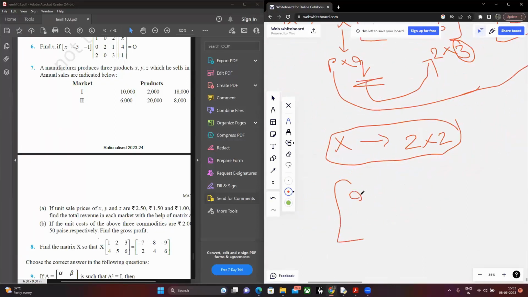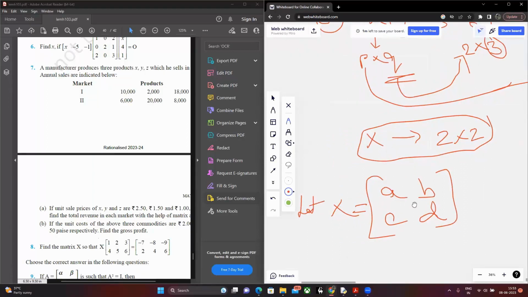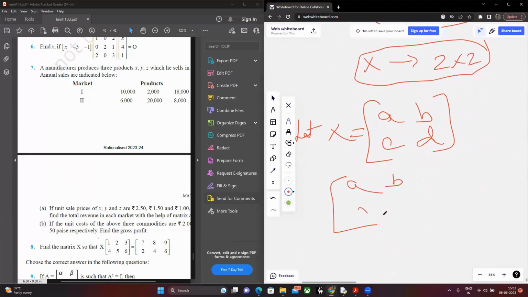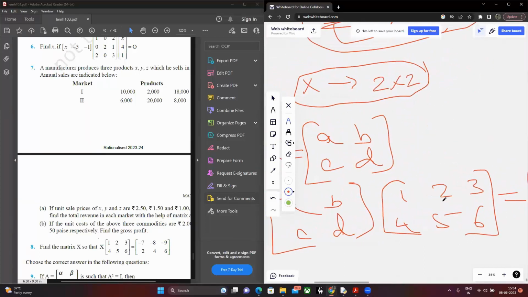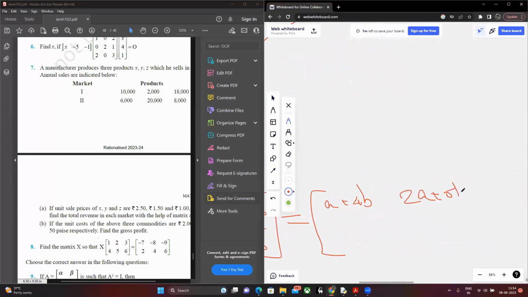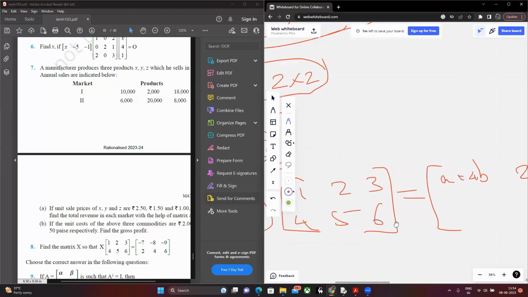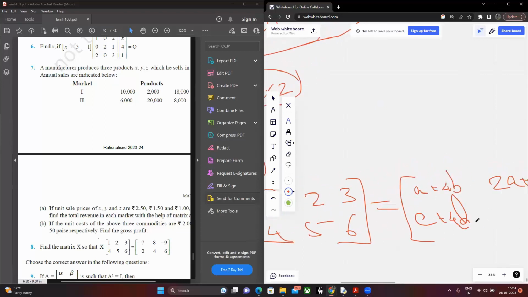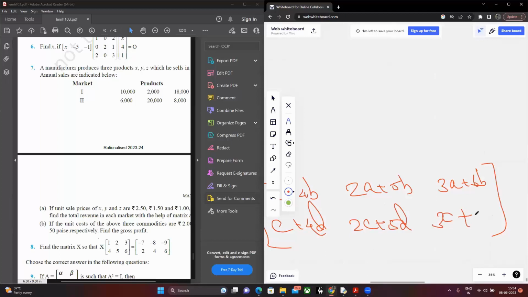All right, let X be the matrix A, B, C, D. Let X equal this matrix. Then what we do is multiply this matrix A, B, C, D with 1, 2, 3, 4, 5, 6. This should get you 6 items. That is A plus 4B, then 2A plus 5B, and 3A plus 6B. And over here, you will have C plus 4D. Then you'll have 2C plus 5D. Then you'll have 3C plus 6D.